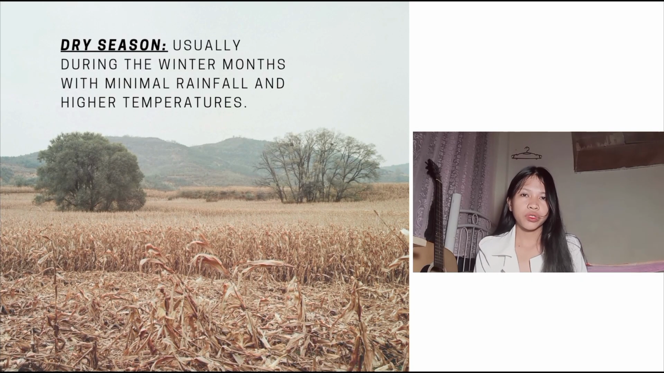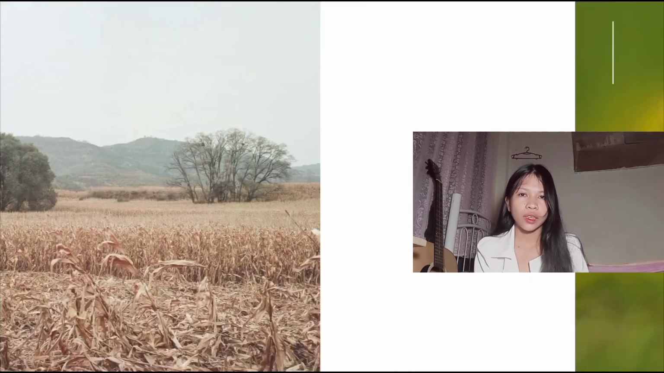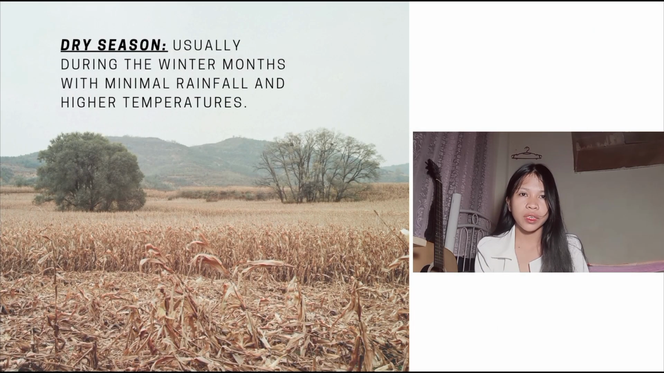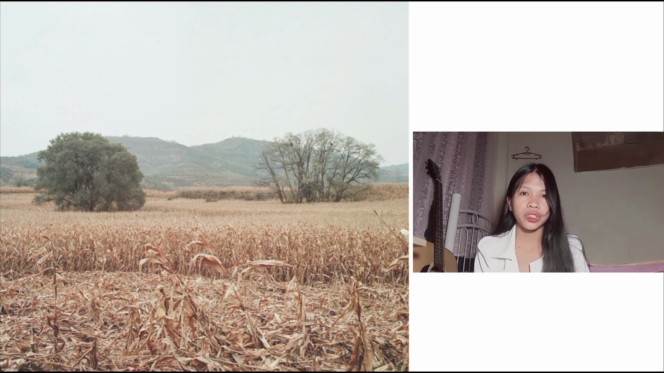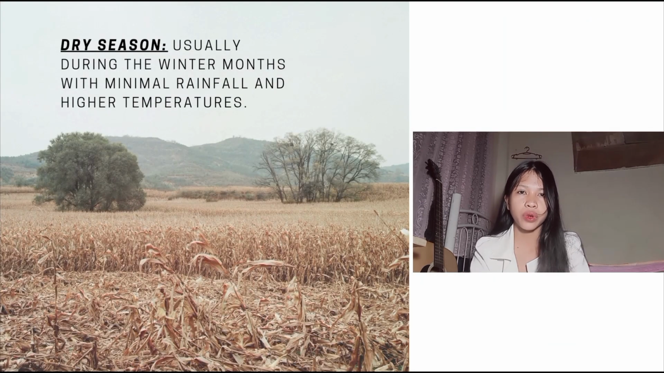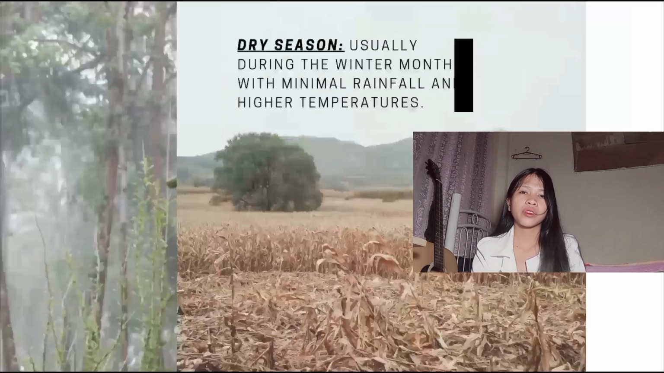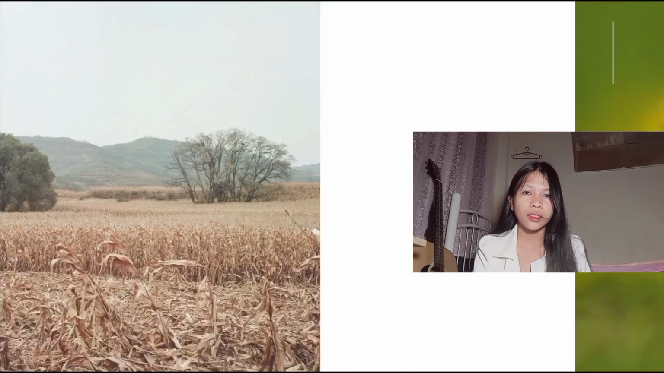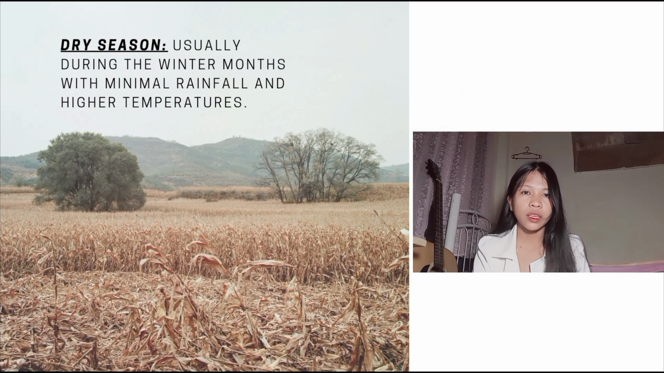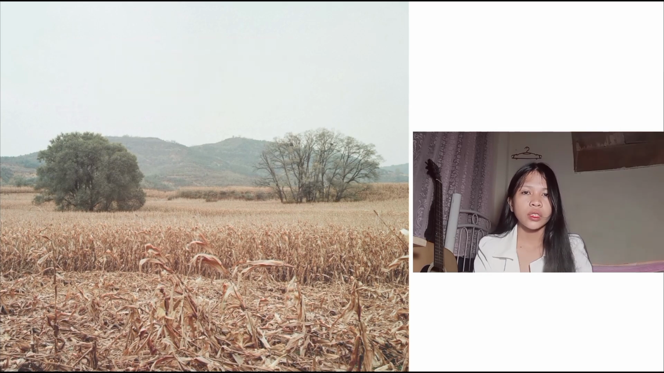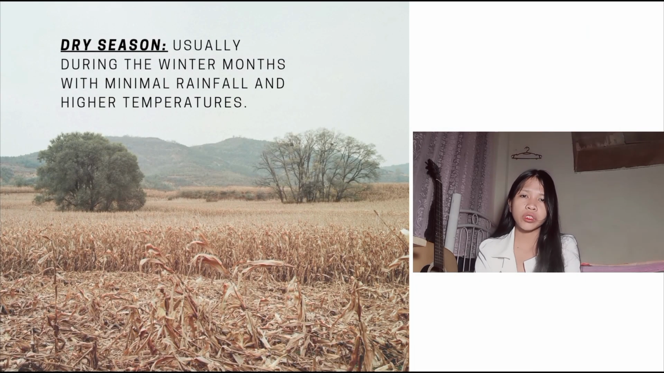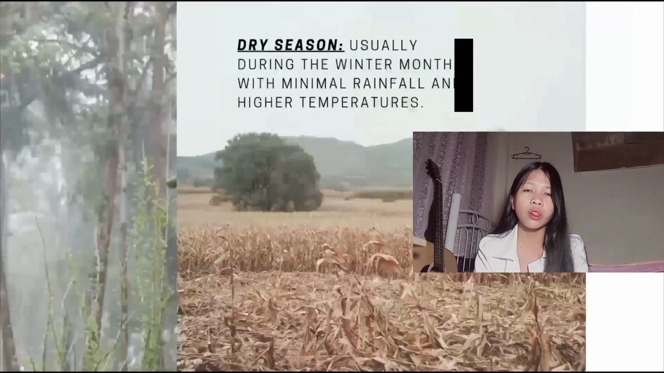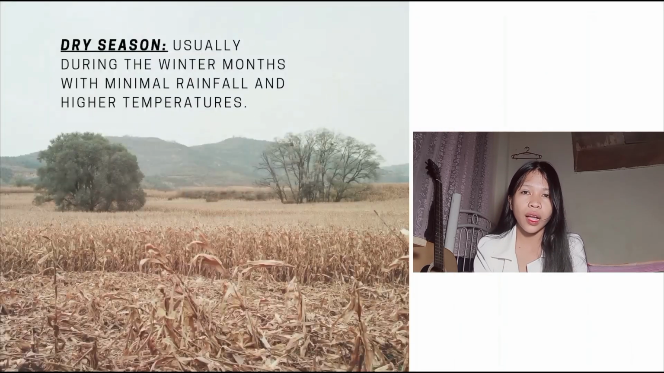So, different regions around the world experience distinct climate patterns characterized by specific temperature ranges and precipitation levels throughout the year. These patterns are influenced by factors such as latitude, altitude, and proximity to oceans. Understanding these regional variations is crucial for studying ecology, agriculture, and climate impacts.